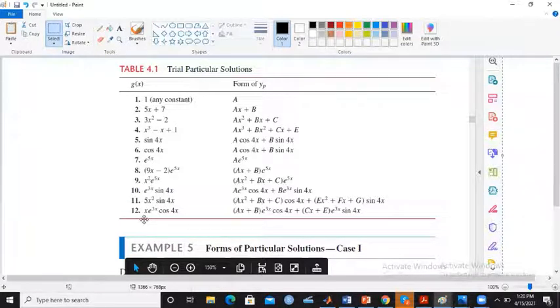Now row number 12 is very important because we have the product of three things: exponential, polynomial, and trigonometric. So now I'm going to use these here.